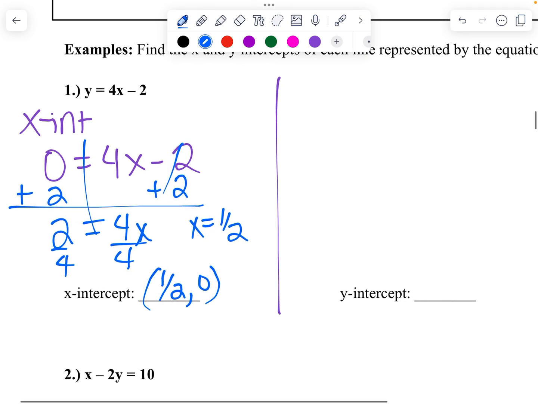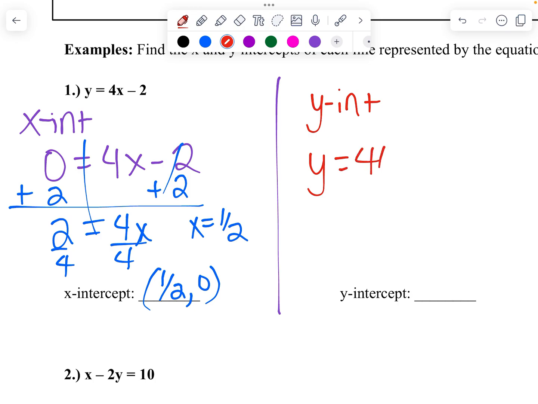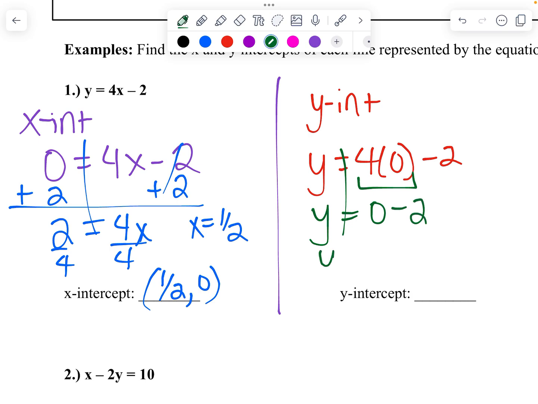On the other side, for the y-intercept, we are now going to take our equation and replace our x with a 0, and now we're going to solve. So 4 times 0 is 0, so y equals 0 minus 2, which will give us y equals -2. So our y-intercept will be 0, comma, -2.